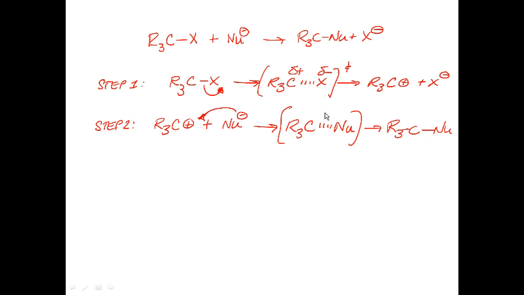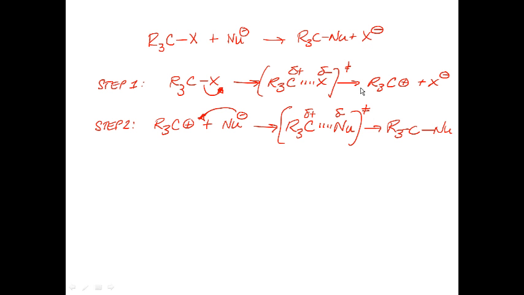And in terms of charges, the carbon's going from +1 to a 0 formal charge, so it's delta plus. The nucleophile's going from -1 to a 0 formal charge, so it's delta minus. So here's my 2 transition states for those 2 elementary steps of the reaction.